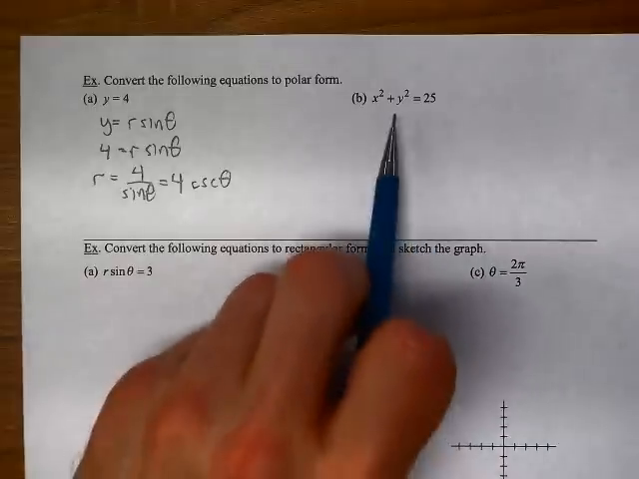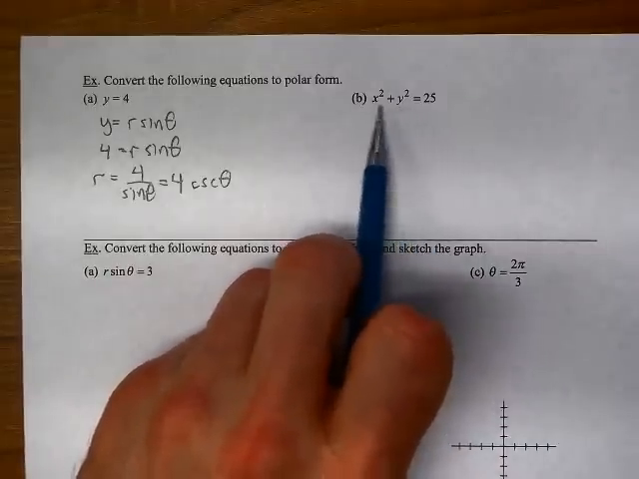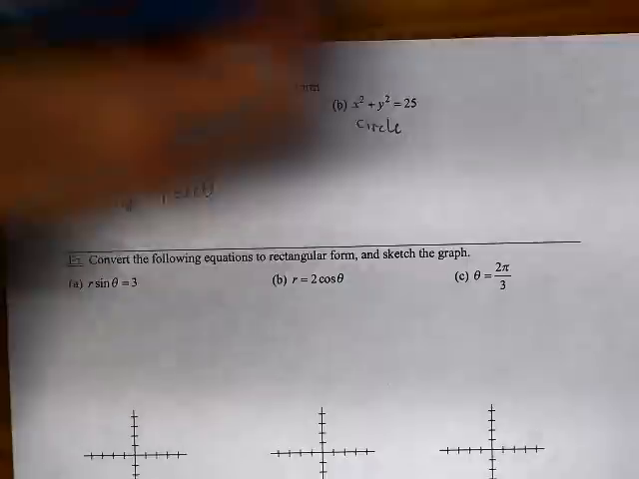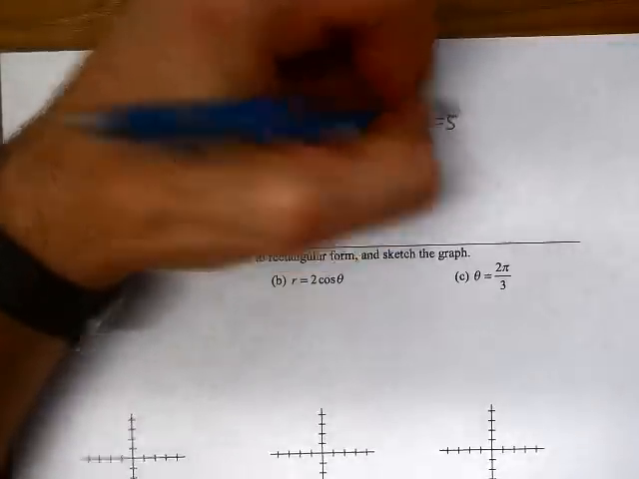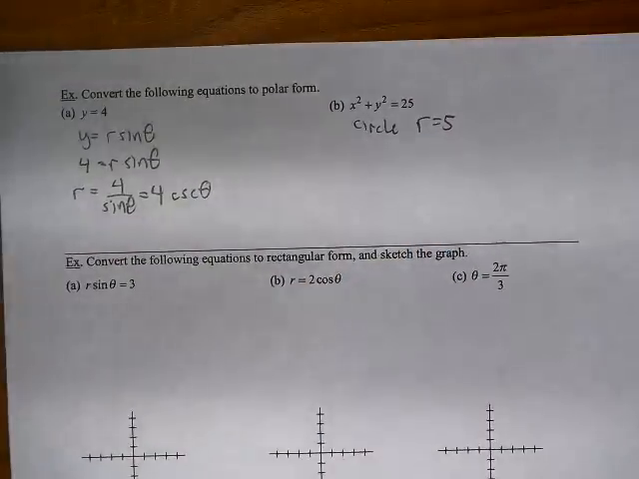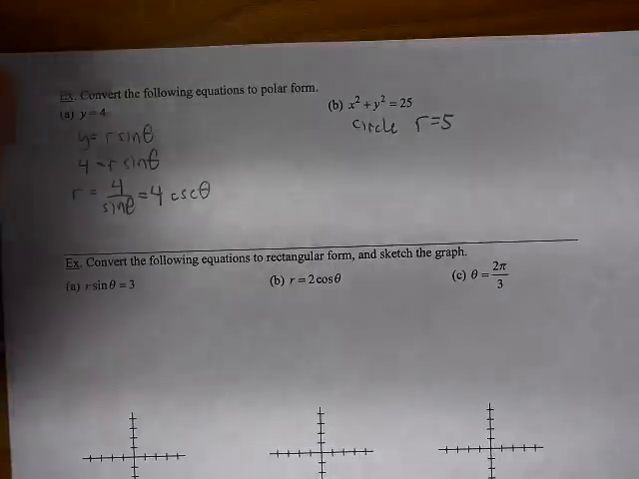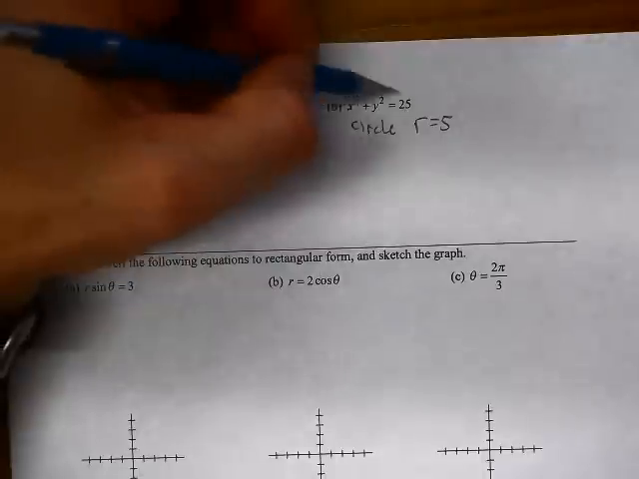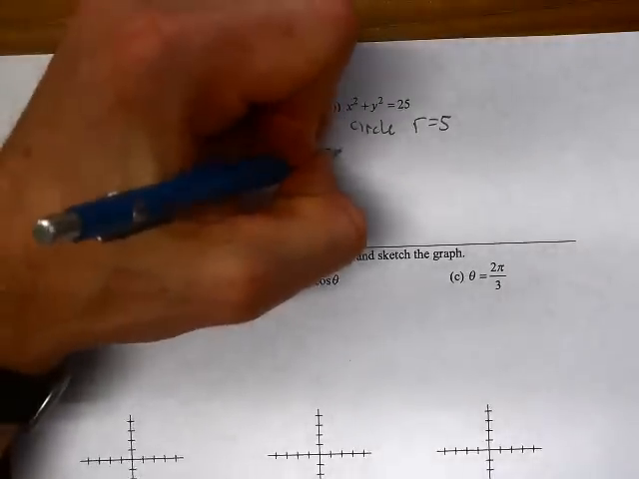When we see this one, this is in rectangular form now. Hopefully we recognize this as just being a circle, and it has a radius of 5. So in polar coordinates, or in polar form, this would just be r equals 5. We could also, if we didn't recognize this, show that that's the case.